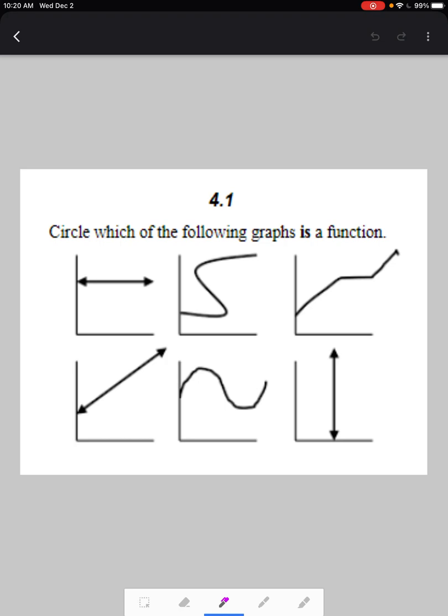Hi everybody and welcome. Today we're going to be going over some review questions for Unit 4 to get us ready for that upcoming Unit 4 test. So we're going to go section by section, starting off with 4.1 and ending with 4.5.